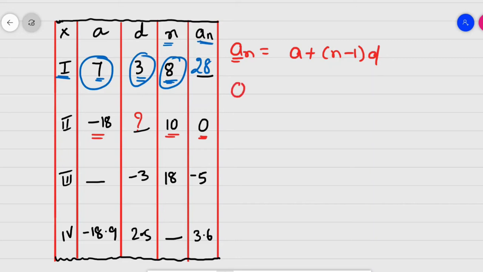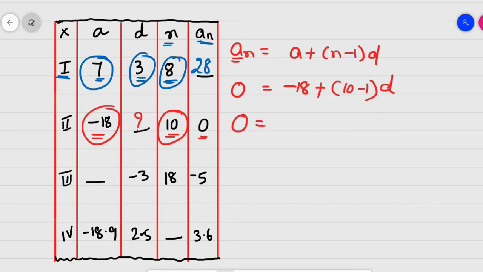an is equal to 0. So 0 is equal to how much is your a? Your a is -18 plus how much is your n? Your n is 10, so 10 minus 1, and you don't know what d is, so put d like this. So 0 will be equal to -18 plus 10 minus 1 is 9d.